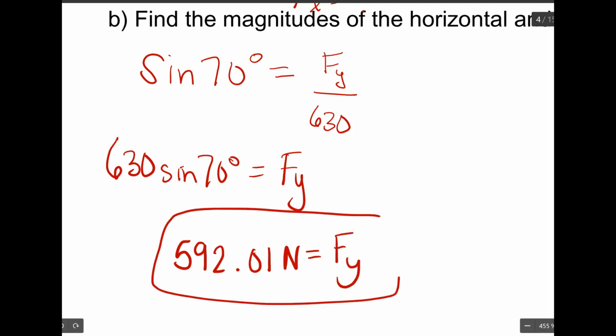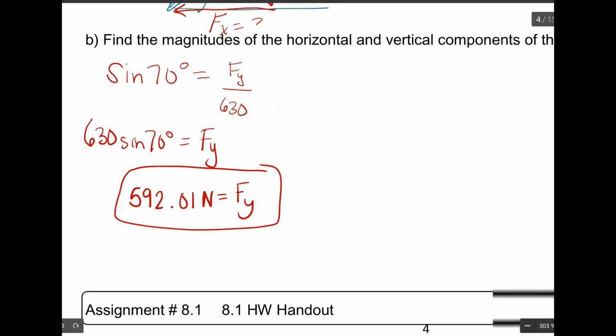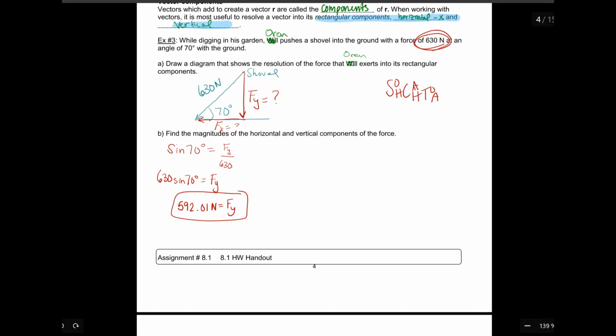Okay, so that's the vertical. Now we need the horizontal. Newtons, because that was the unit up here.